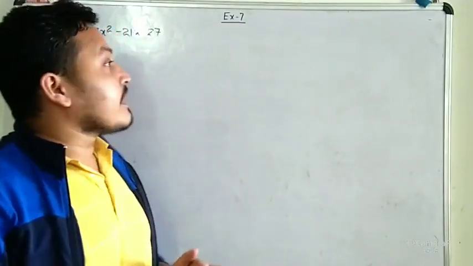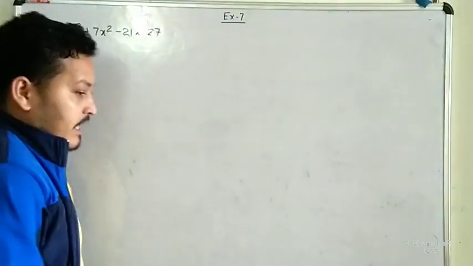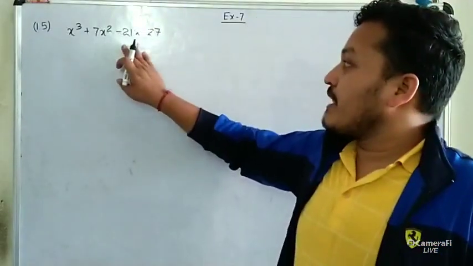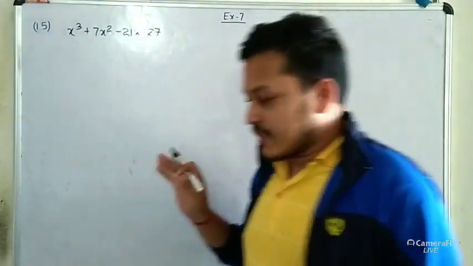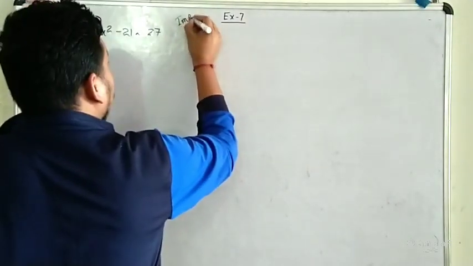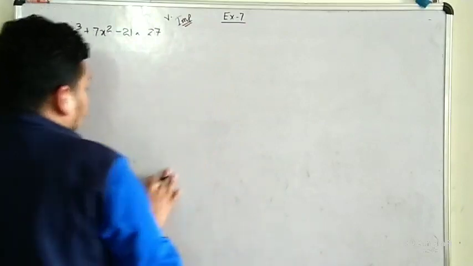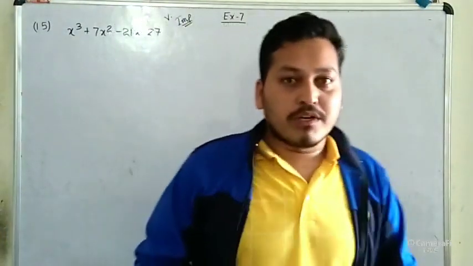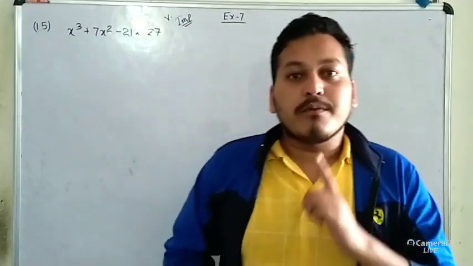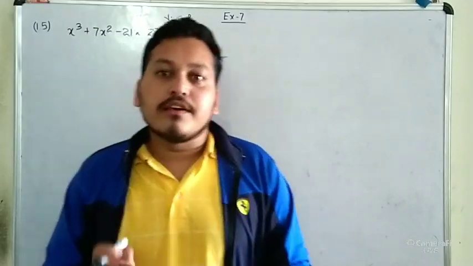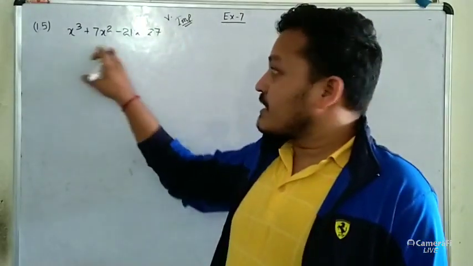Next I am taking question number 15 and it is given that x cube plus 7x square minus 21x minus 27. This type of question is very important for your examination. Please remember, note down this thing. When you check your previous year question papers, there you will get this type of question.